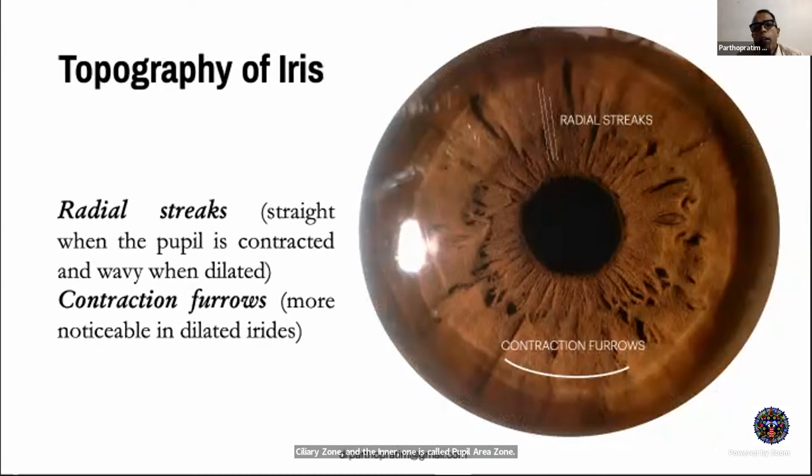So now the anterior surface has certain characteristics. For example, the anterior surface is characterized by the radial streaks. These streaks are straight when the pupil is contracted and wavy when it is dilated. And there are certain contraction furrows, which is noticeable mainly when the iris is dilated.